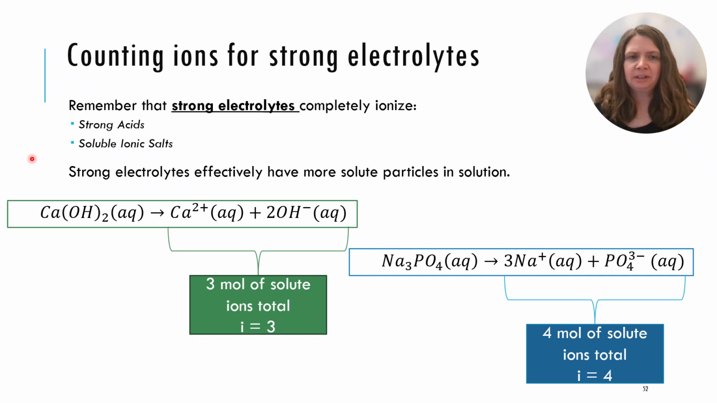For example, calcium hydroxide contains 1 calcium ion and 2 hydroxide ions, giving a total of 3 ions. So i is equal to 3. Sodium phosphate contains 3 sodium ions and 1 phosphate ion, giving 4 total ions. So i is equal to 4.